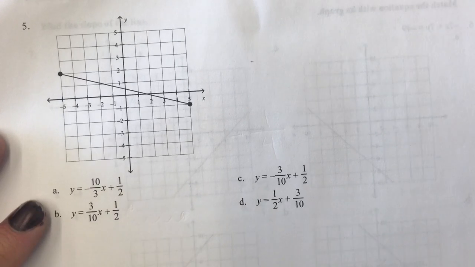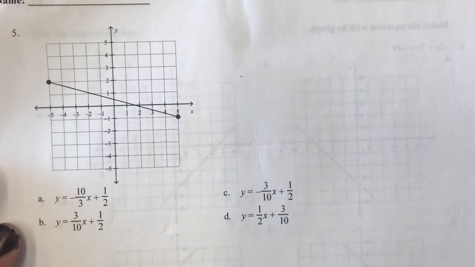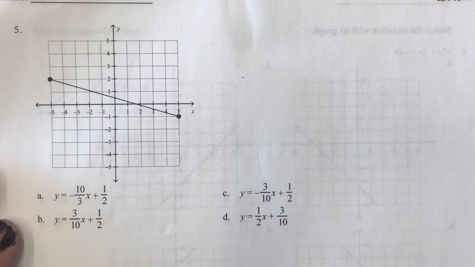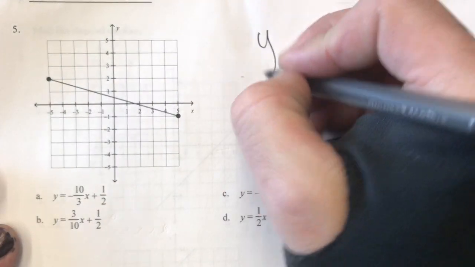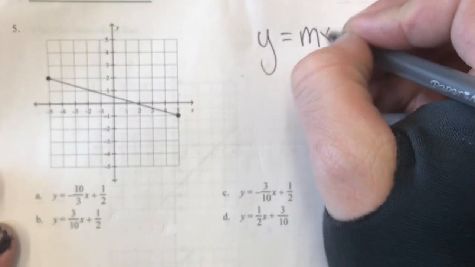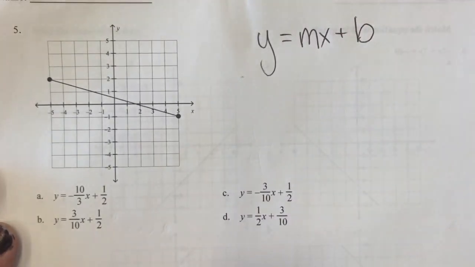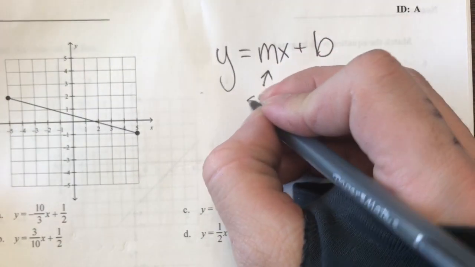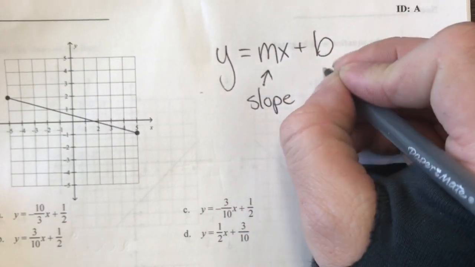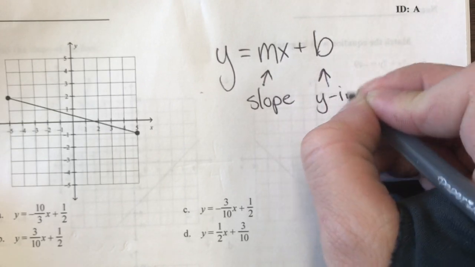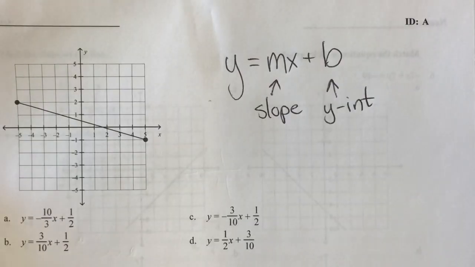Problem 5. Problem 5 has me doing the same thing as problem 4 did. Write the equation in slope-intercept form. So slope-intercept form once again is y equals mx plus b. M is my slope, my rise over run. B is my y-intercept, the point where my line crosses the y-axis.